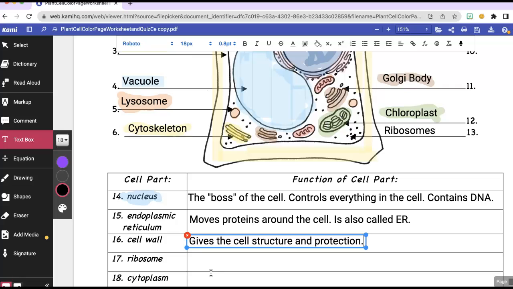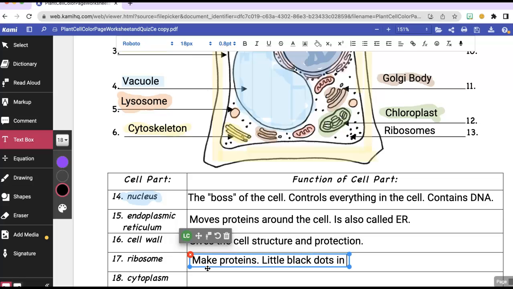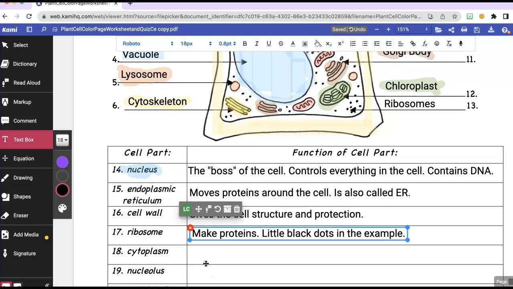Number 17. The ribosomes, you can see right here, there are these little black dots in this example. They have the same function as in an animal cell. Their only job is to make proteins. They're little black dots in the example. Okay, write that all down. They make proteins. That's their job.